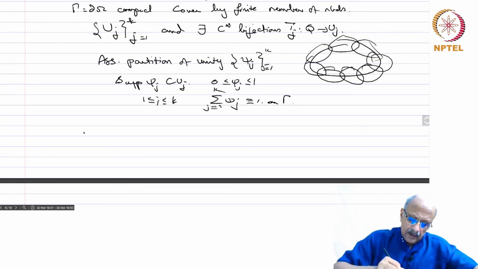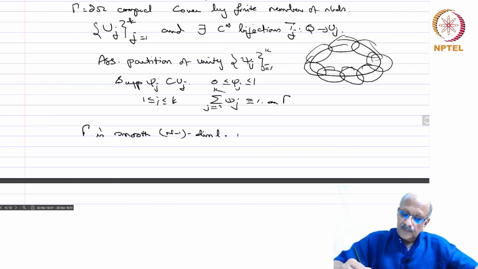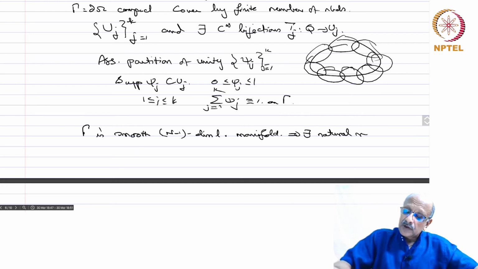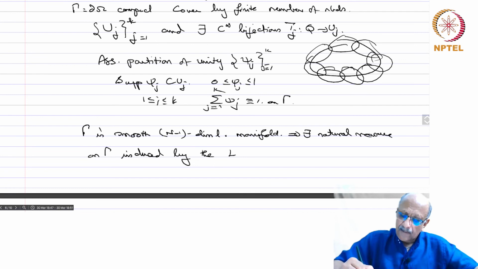Now Gamma is a smooth n-1 dimensional manifold, which implies there exists a natural measure on Gamma induced by the Lebesgue measure on Rn. You can do this in many ways.